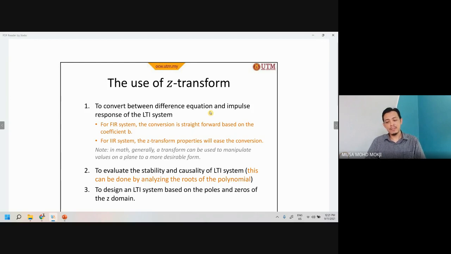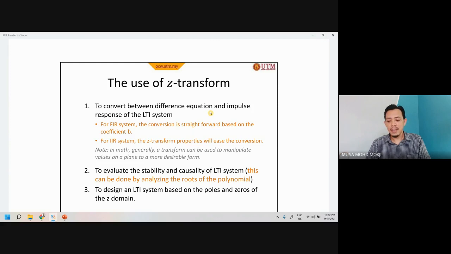A transform is not unique to signal processing, it is actually done in many areas, but we have our purpose when we do a transform. We will involve two types of transform, which are the Z transform and the Fourier transform. Even the Fourier transform is not signal processing; it is actually maths. We use it.